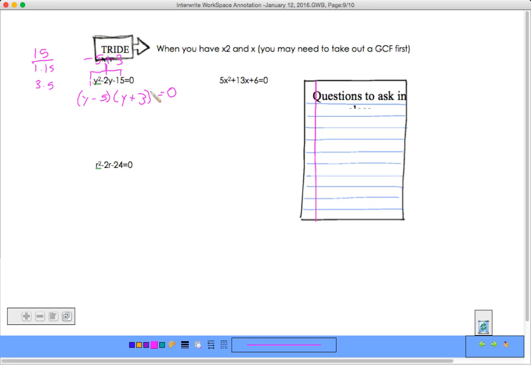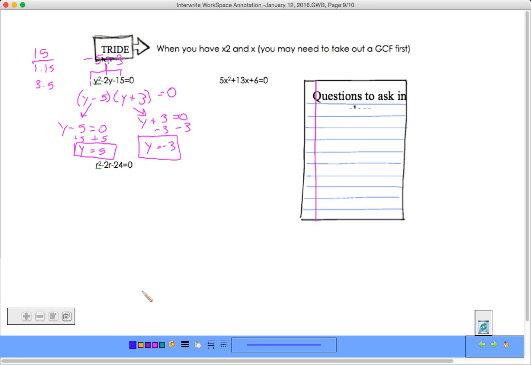But now we have this equals 0 part, which means we want to solve. So I'm going to set each piece equal to 0, just like we did in the last examples. I'm going to say y minus 5 equals 0, and y plus 3 equals 0. Here I'm going to add 5 and get y equals 5. Here I'm going to subtract 3 and get y equals -3.